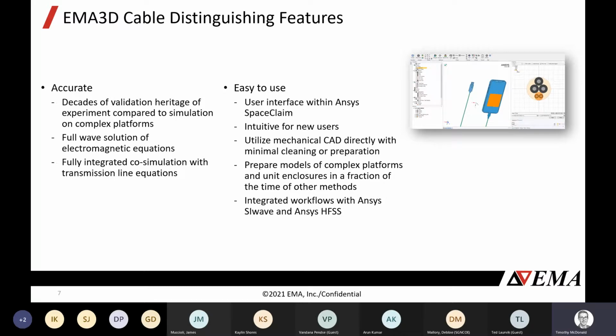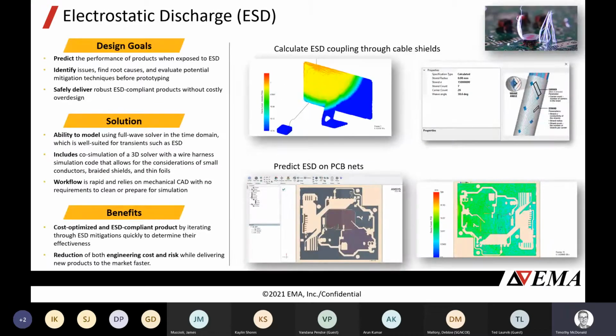The EMA3D cable, because it has a very forgiving voxel-style mesh, allows us to import the mechanical CAD and define models for the cables in a fraction of the man-hours of other methods. And our workflow for EMA3D cable is integrated with ANSYS SIwave and ANSYS HFSS, so we can take advantage of the tools that are optimized to work with boards. So let's talk about some of those individual EMC environments that I mentioned before.